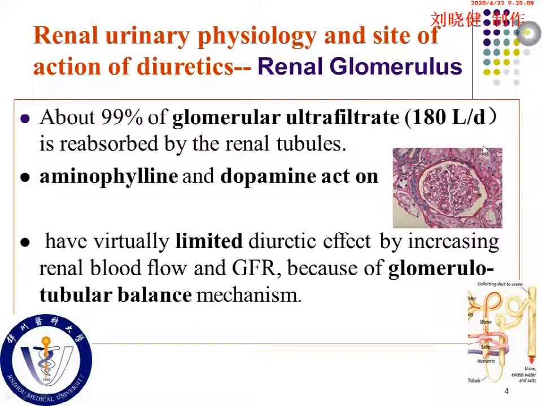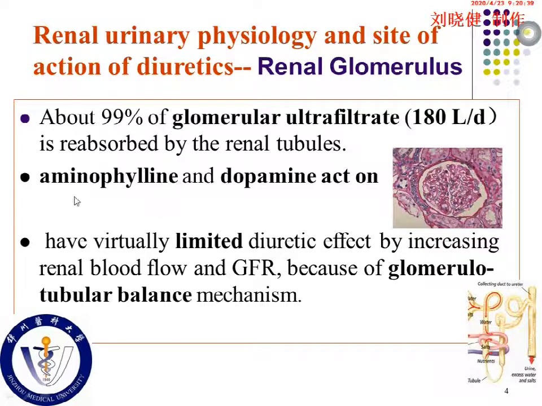But do you still remember? How much is the urine in 24 hours for a normal person? It's just 1 to 2 liters in a day. So about 99% of glomerular ultrafiltrate is reabsorbed by the renal tubules.